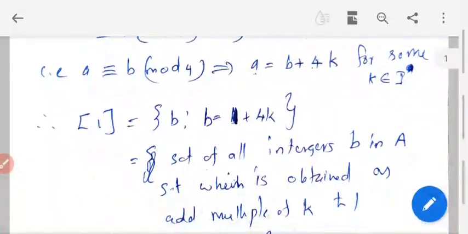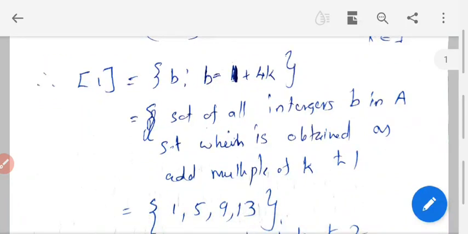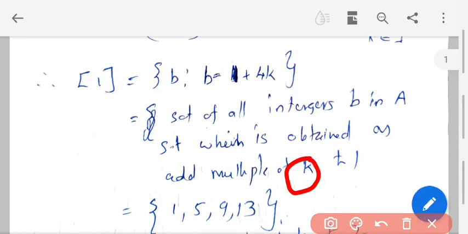Now, the equivalence class of 1 is what? The equivalence class of 1 is the set of all elements in A which are related to 1. By the definition, b is equal to 1 plus 4k. I have written k here, but it should be 4. So add multiples of 4 to 1. Please correct it.